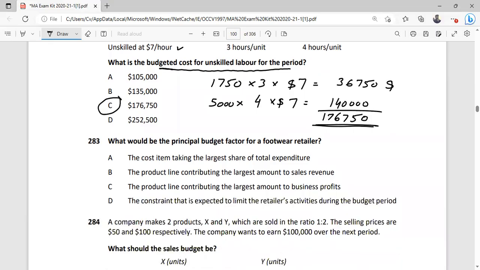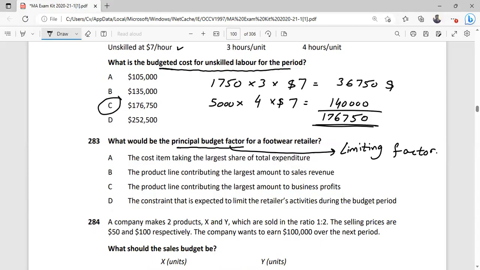What would be the principal budget factor for a football retailer? Principal budget factor means what? It means limiting factor. It means a company is unable to meet its maximum demand due to limitation of resources. This limitation of resource could be labor hours per unit, material usage or availability of raw material, or machine hours. So this is called the limiting factor.